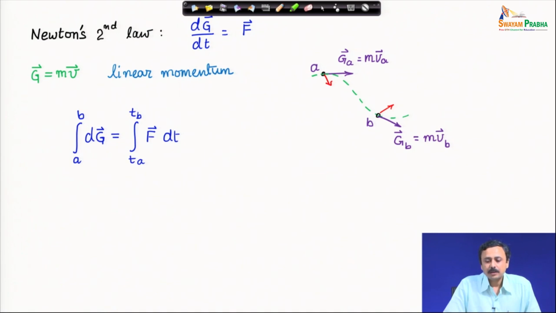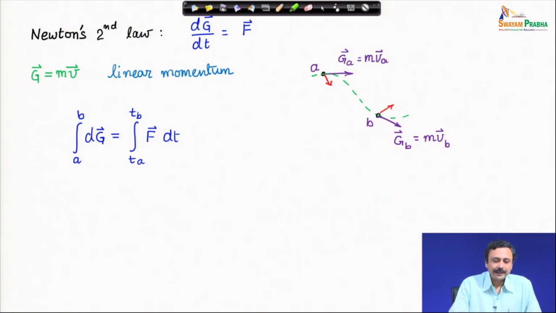Imagine a particle under the action of forces. The resultant force is F, indicated by this red arrow in the figure, and the particle is moving on a path from A to B. At position A, the linear momentum G_A is mass times velocity vector at A. Similarly, at B, the linear momentum G_B is mass times the velocity at B.